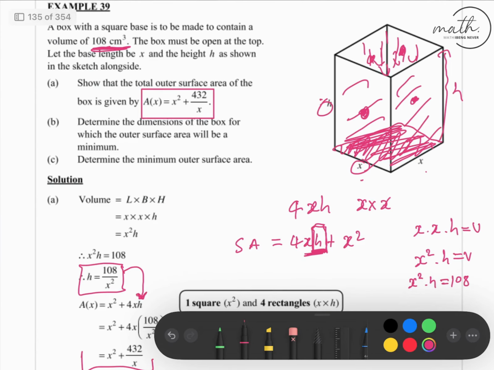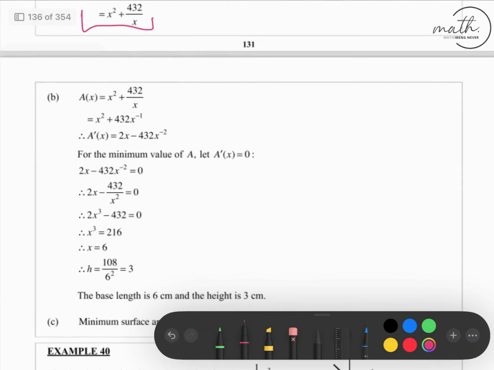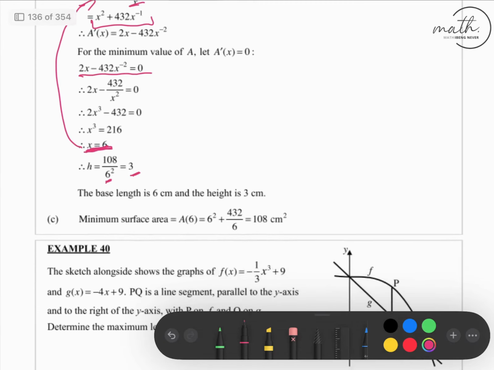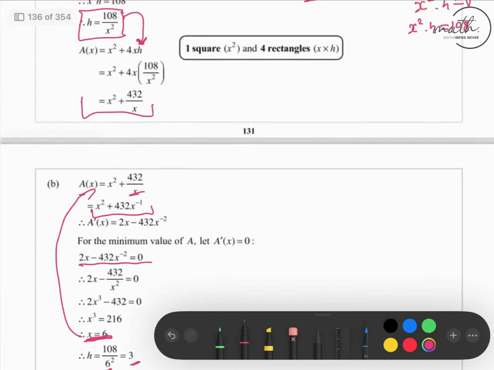For B and C, you just need to find the minimum. To find the minimum, you take the equation, then find the first derivative and equate it to 0. Look at it: to find the derivative, you take this x to the top, it becomes that. Then you find the first derivative, equate it to 0, and solve for x. Then you put it back into the original, and you get the answer. So you can still get the answer.